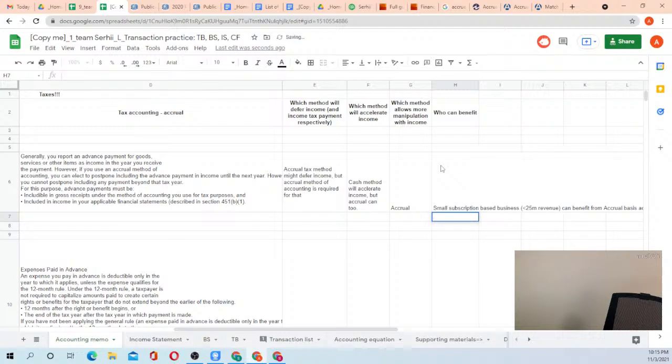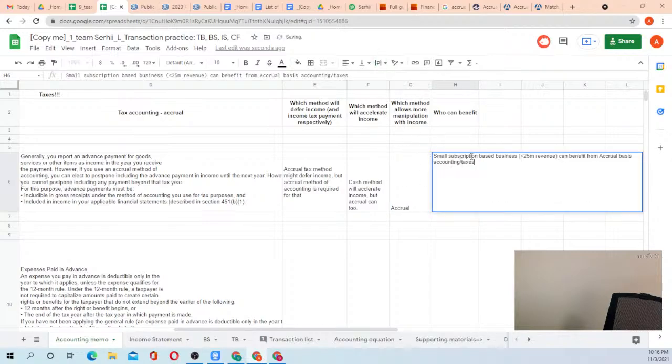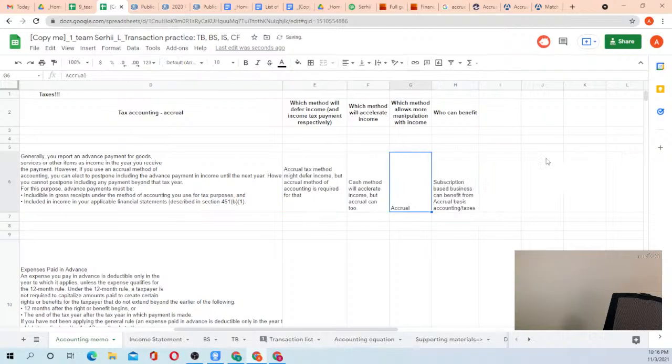So if a subscription-based business received the majority of its subscriptions a year ahead, like Amazon, but Amazon is a big business, so, sorry, I'm actually not correct here. That's not applicable here because every big business is required to use accrual method of accounting.